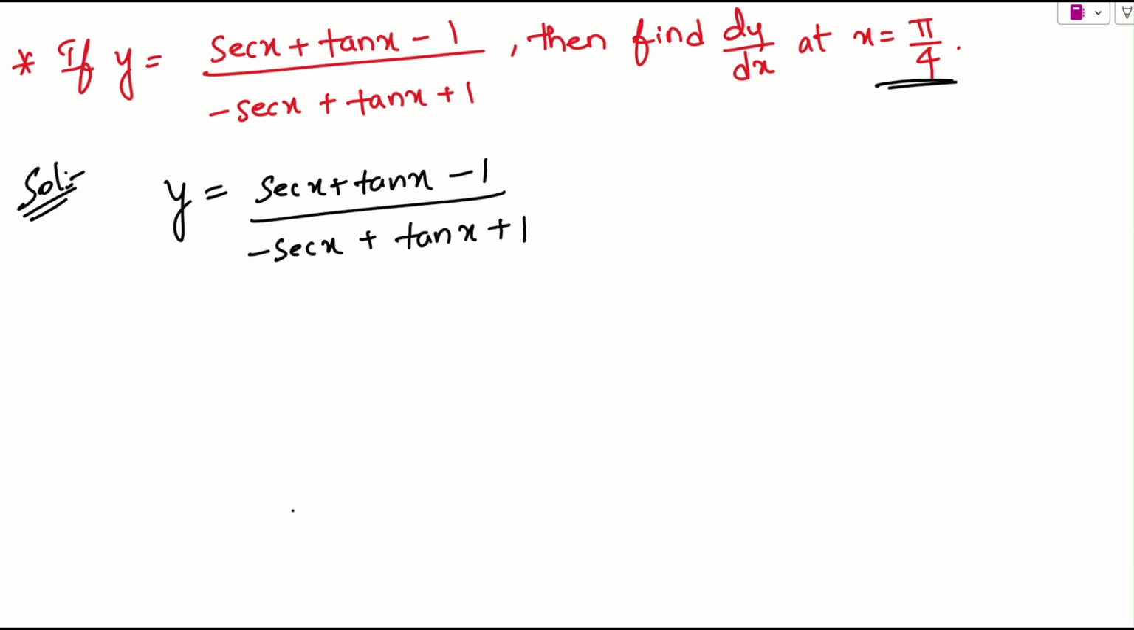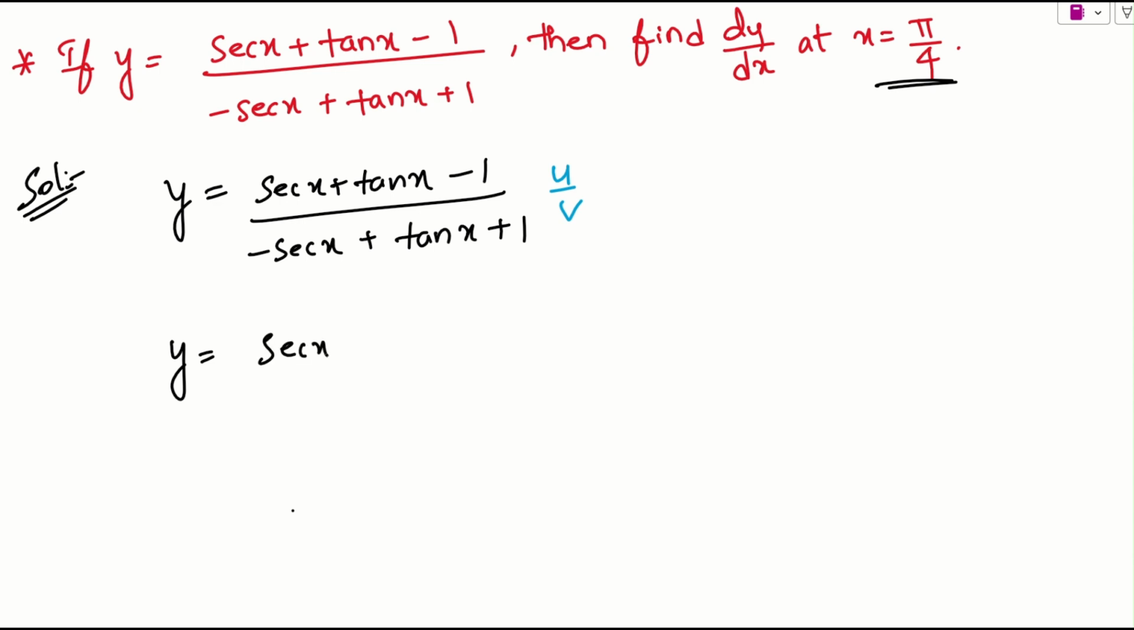So this is in the form of u by v, and you will say we will apply the u by v rule. What I will suggest is, don't do like that. If you do like that, it will be much lengthier, you won't get the answer easily, and you don't have time in the exams. So I will suggest you to simplify this problem for further solving. How to simplify?